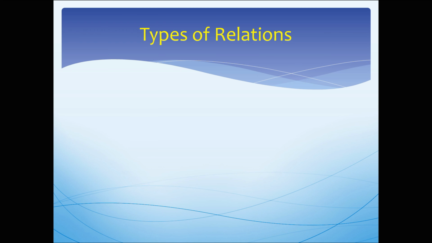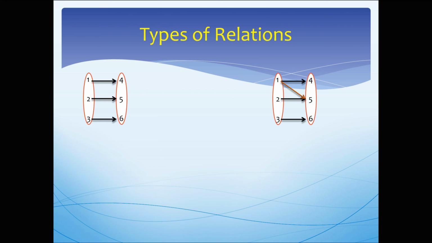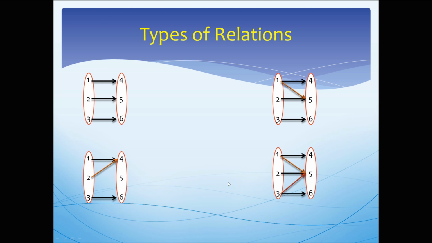We're looking at types of relations now. So I'm going to bring out these 4 different relations. Let's look at the first one. I can see 1 goes to 4, 2 goes to 5, and 3 goes to 6. This would be a 1-to-1 relation, because every element is only connected to 1. If we look at the second relation, I can see that 1 is connected to 4 and 5, so this would be 1 to many. In the third relationship, both elements are going to the same number, so this would be many to 1.